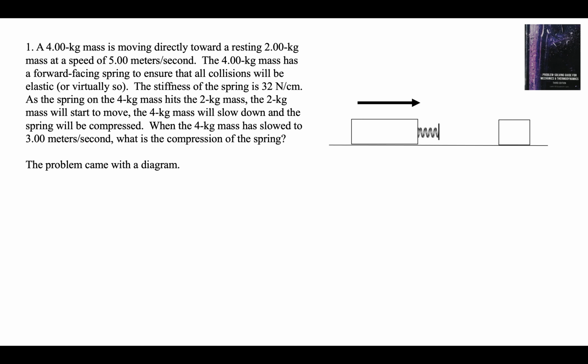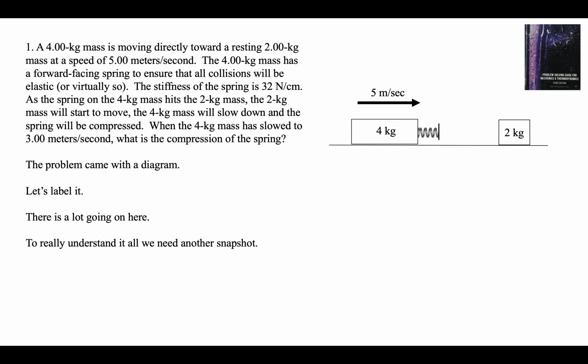This problem came with this diagram. Let's label it. There's the 4 kilogram mass. There's the 2 kilogram mass. There's the initial speed. There's a lot going on here. We really have to think.